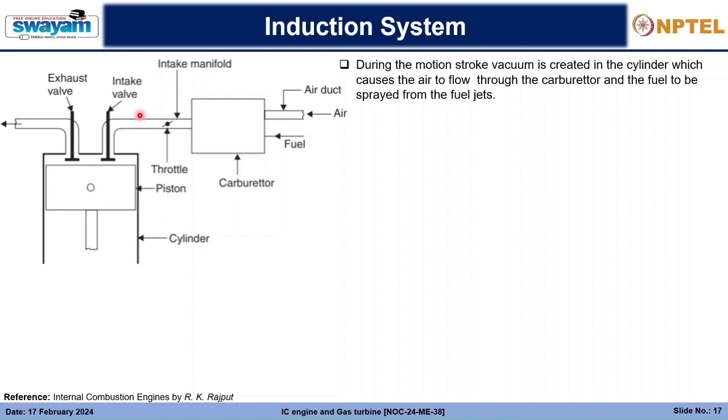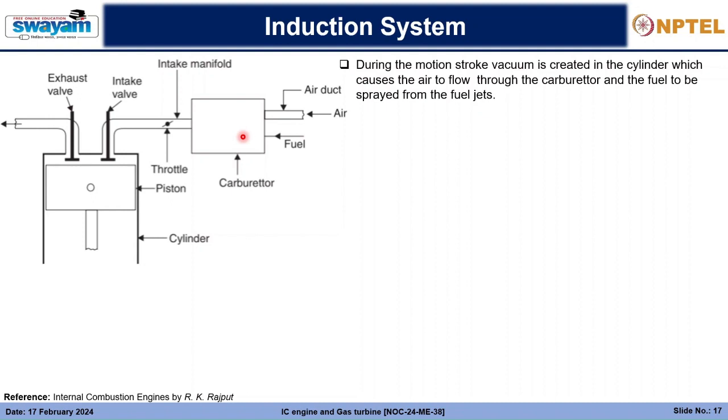This is an induction system, and what happens is that during the suction or intake stroke, as the piston moves downward from top dead center to bottom dead center, an empty space is created, which is nothing but a vacuum. When a vacuum is created, it drives the air and the fuel into the cylinder. So the vacuum created in the cylinder causes the air to flow through the carburetor and the fuel to be sprayed from the fuel jets. Now, the fuel in the carburetor is actually sprayed upon the air.